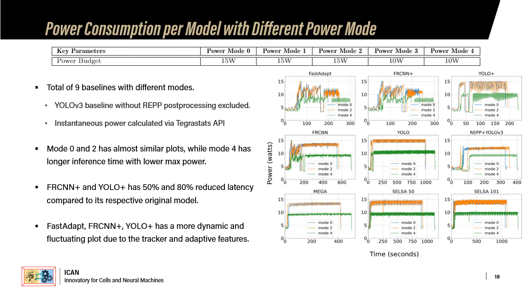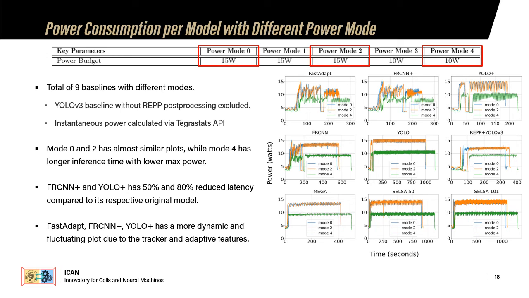The last part is the energy consumption experiments. We first present the instantaneous power measured for a total of 9 models, excluding the YOLO v3 baseline from REPP, as the additional time introduced by REPP was too short to differentiate the two baselines. All instantaneous power is measured by the TegraStats API provided by the board. The main impact of using different power modes on models is shown with the maximum power on each plot, which matches the power budget for each mode.